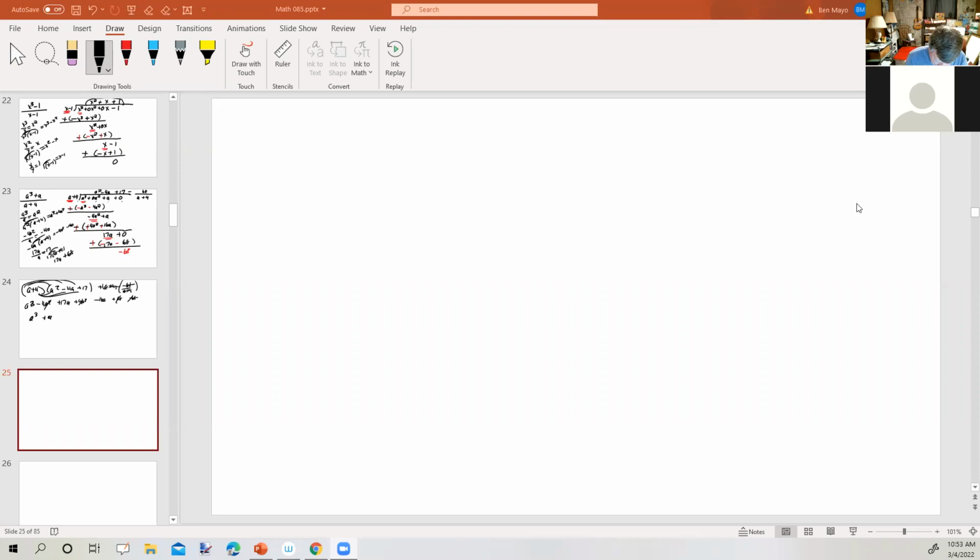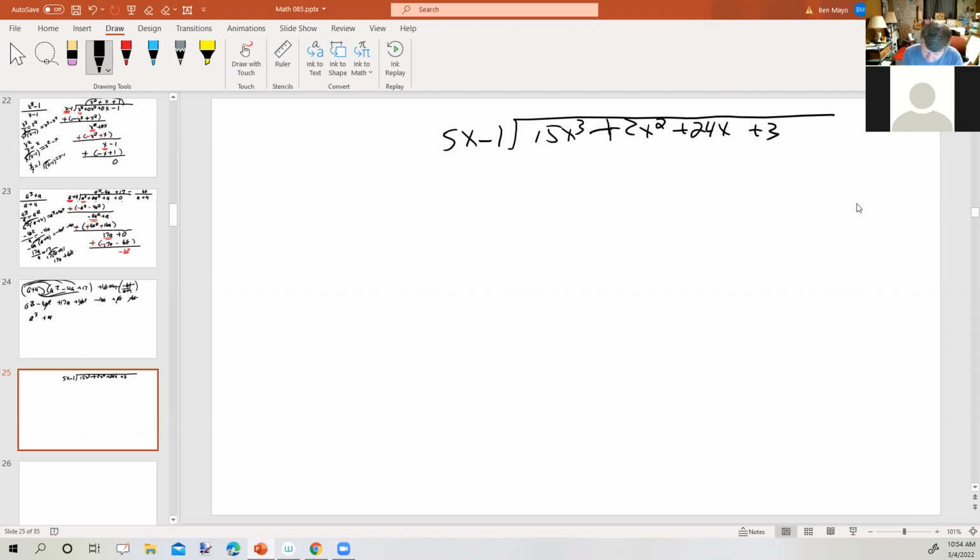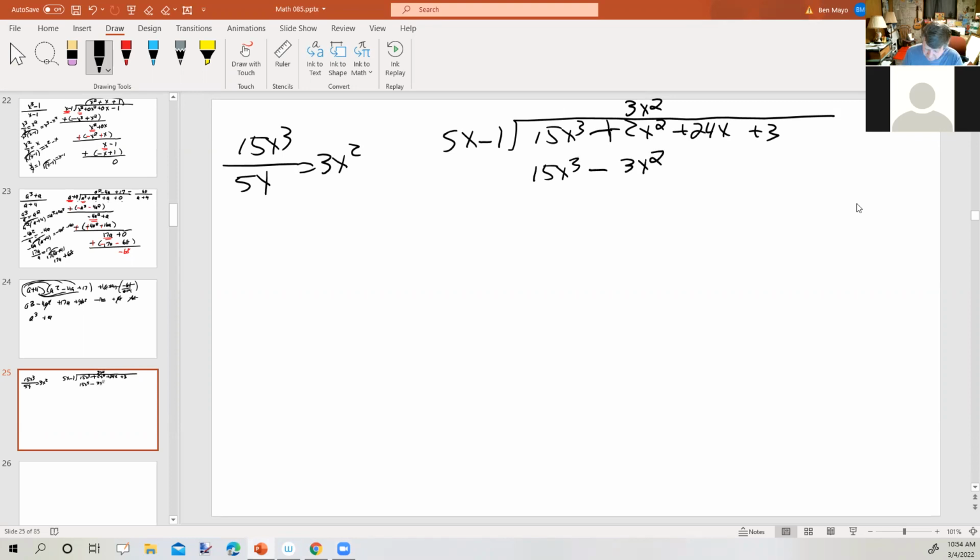All right. So my divisor is going to be 5x minus 1, and my dividend is going to be 15x cubed plus 2x squared plus 24x plus 3. So I'm going to take 15x cubed divided by 5x, which is 3x squared. That's going to give me 15x cubed minus 3x squared. I'm going to subtract that from up above, but I'm going to change it to addition of the opposite. So I get a 0 here and a 5x squared there, plus 24x.